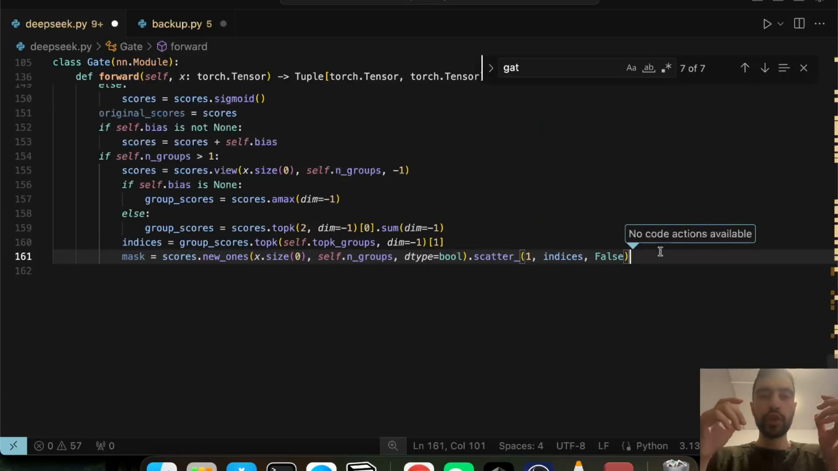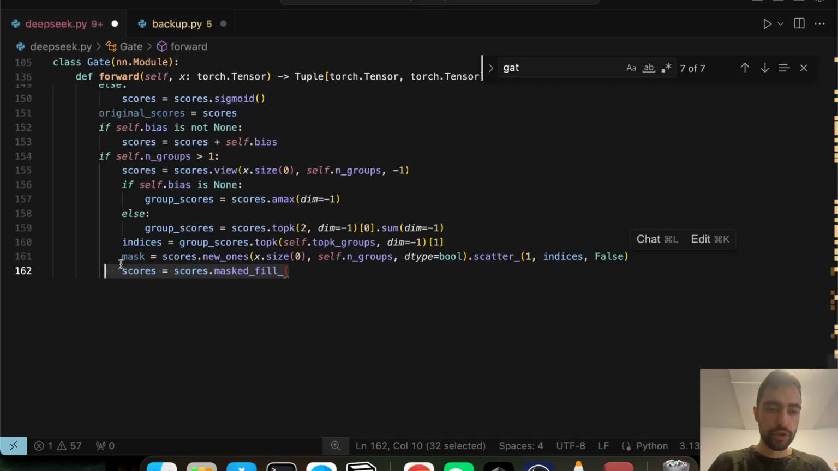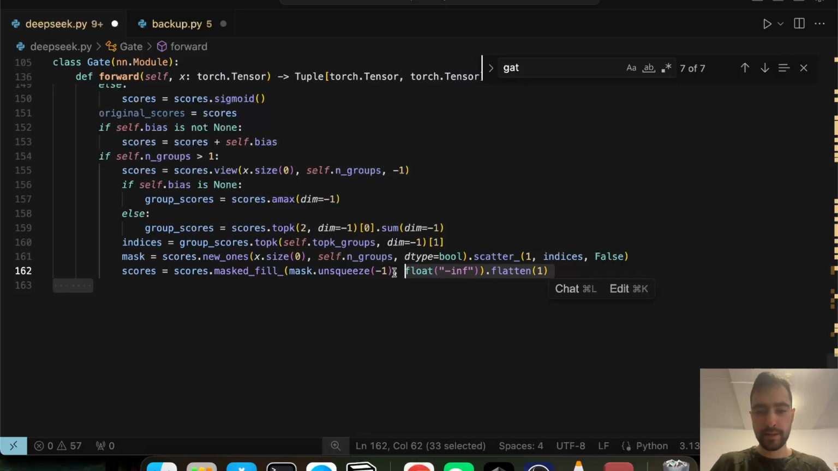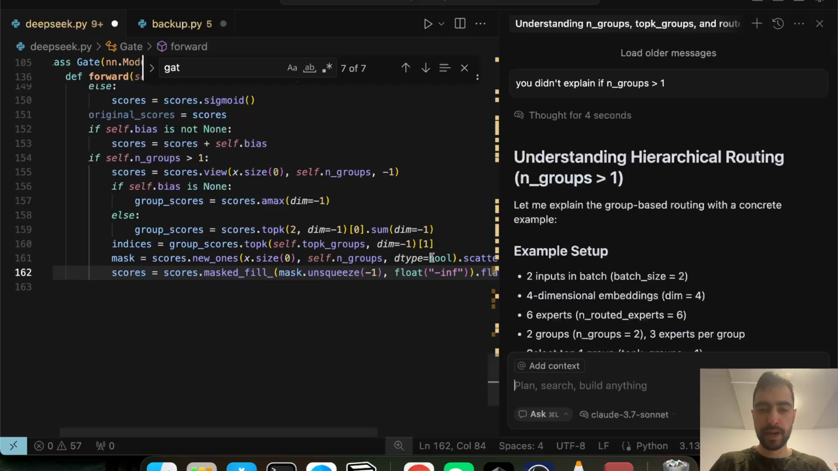Next, we want to get a vector that has all of the experts from the beginning without any groups, and experts that were in the group that was excluded, we want to exclude them, and experts that were in the groups that were not excluded, we want to keep them. So scores mask fill, mask unsqueeze. Okay, so let me write this, and then I will explain on an example what each of these parts of the code does.